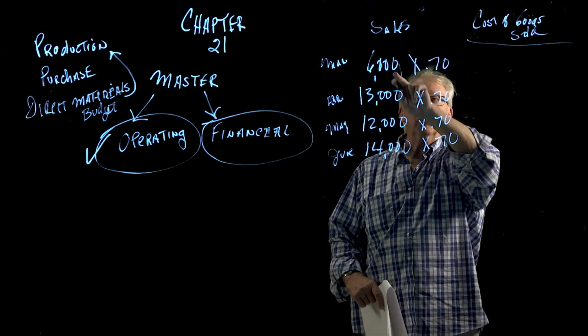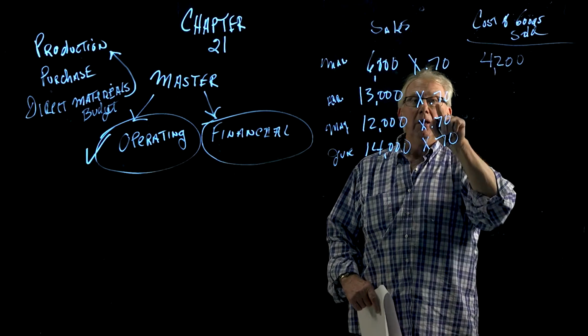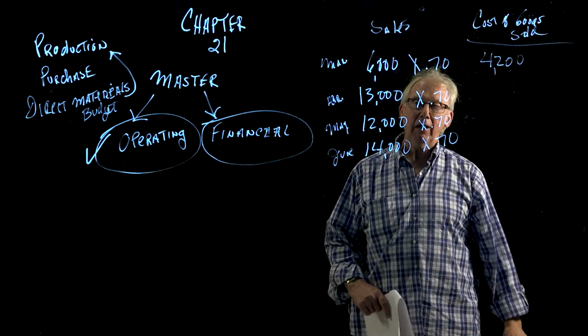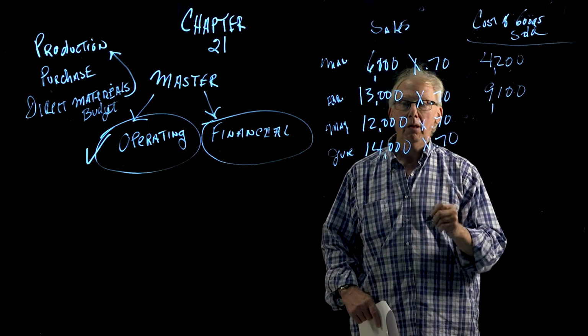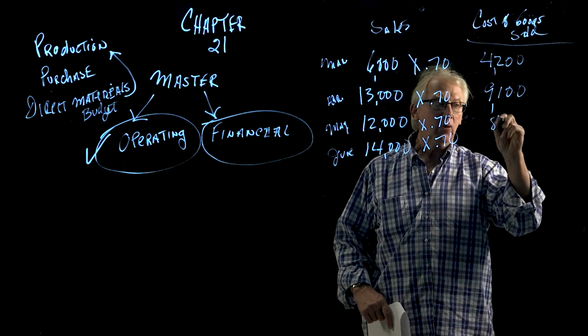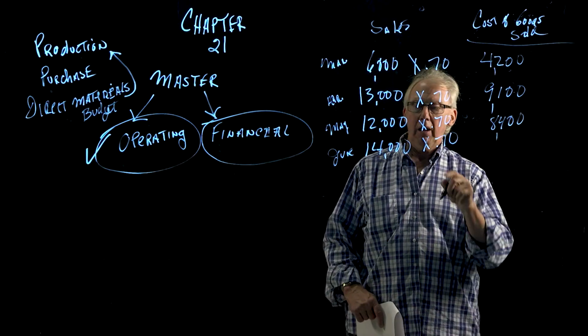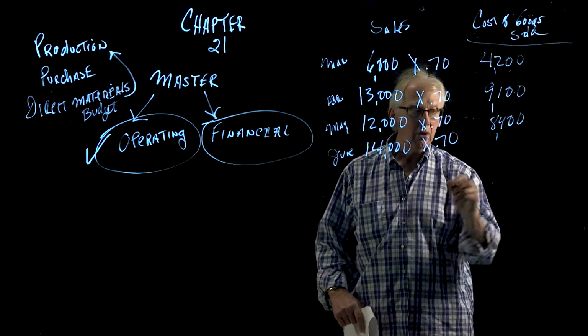Okay, 70% times 6,000 should be 4,200. 70% times 13,000 would be what, 9,100? 70% times 12,000 would be 8,400. And 70% times 14,000 would be 9,800.